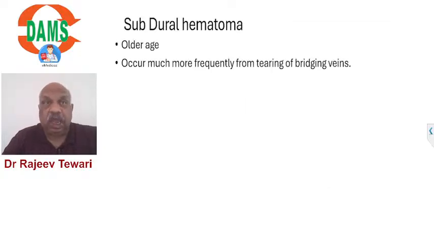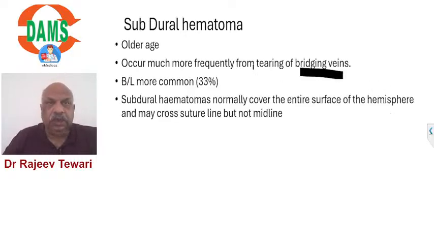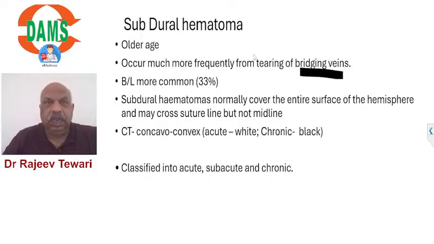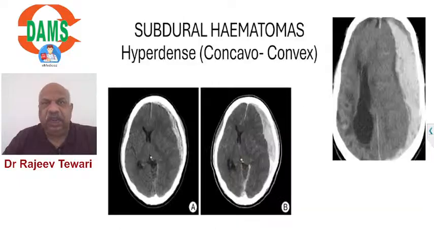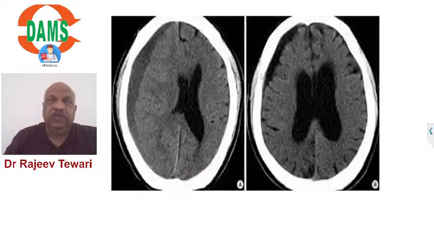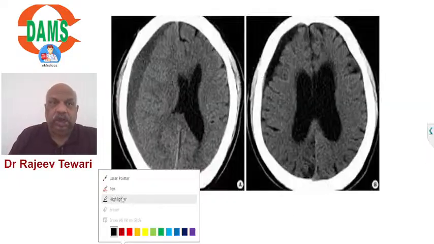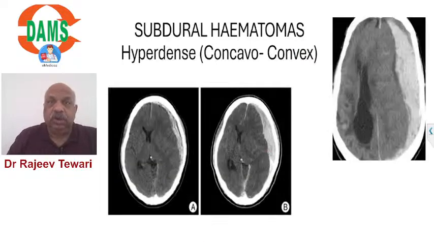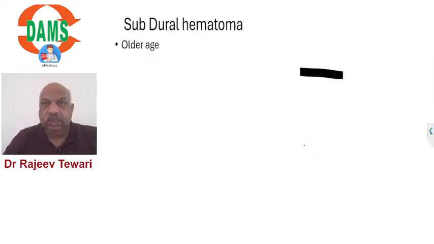Subdural hematoma features are old age, occurs more commonly by bridging vein. So here the bleeding is venous, in extradural bleeding is arterial. Bilateral more common, and can cross suture line but not midline, and this is the CT finding, concavo-convex. If it is white, it is acute. If it is black, it is chronic. So this is chronic subdural because this is black, and this is acute subdural because this is white, and they are concavo-convex, while extradural is biconvex.